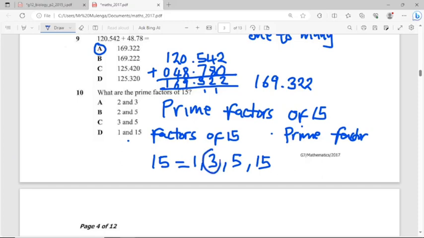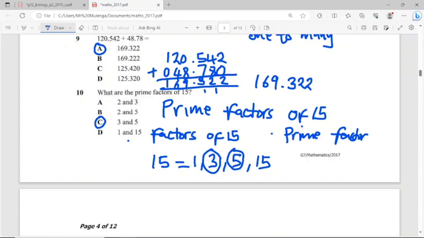You can check, 3 is a prime factor, because the only numbers that can go into 3 are 1 and 3. Then even 5 is a prime factor. The only numbers that can go into 5 are 1 and 5. So the best answer here, where we have 3 and 5, is where? On C, right here.